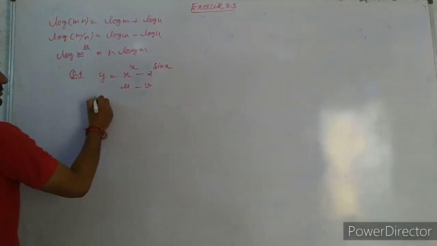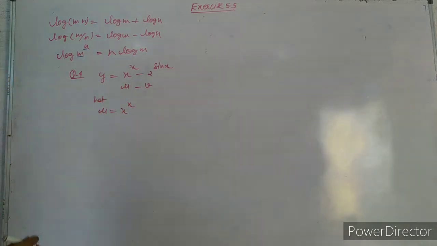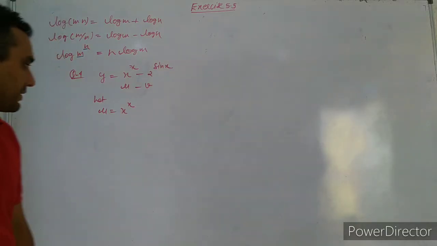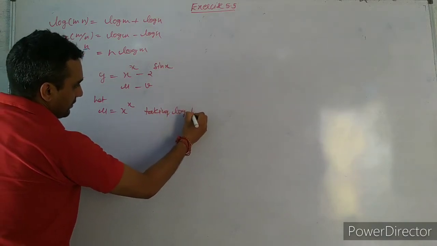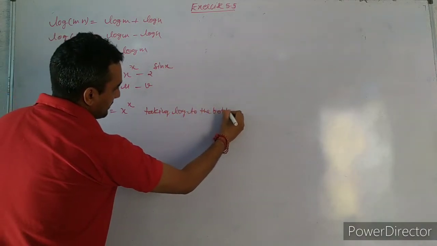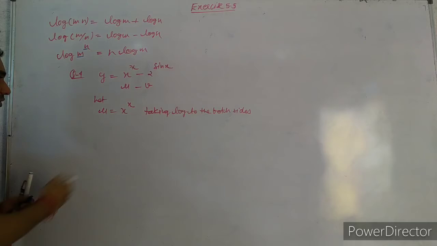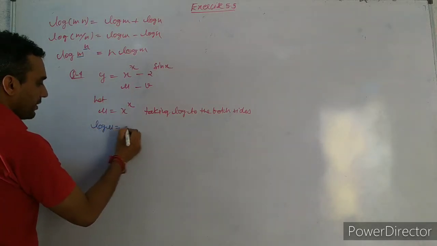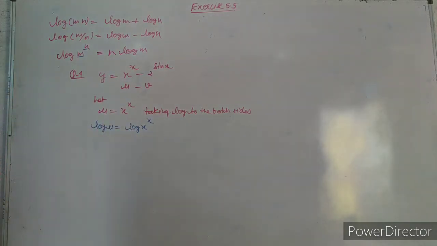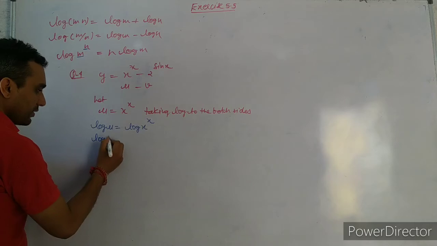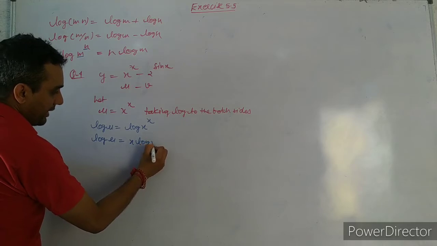Now let u equal x to the power x. Now taking log on both sides, I will get log u equals log x to the power x, which gives me log u is equal to x log x.